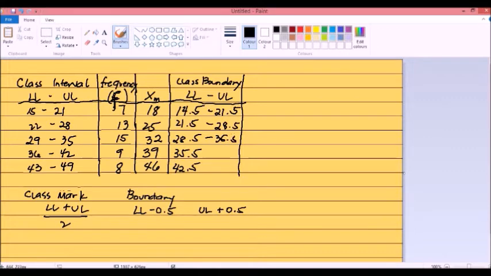35.5. 42.5. Ito, wala tayong kokopyahan. So, let us solve 49 plus 0.5 is 49.5. So, ganun lang po yung sa class boundary.